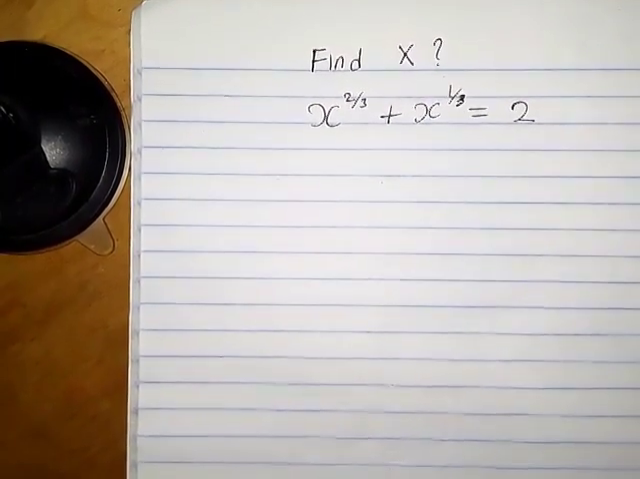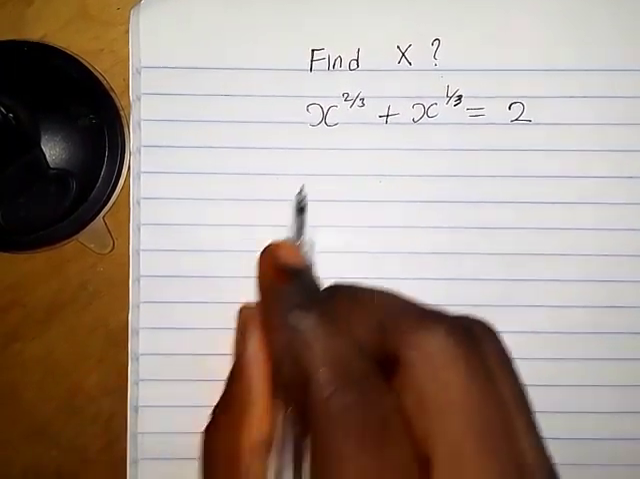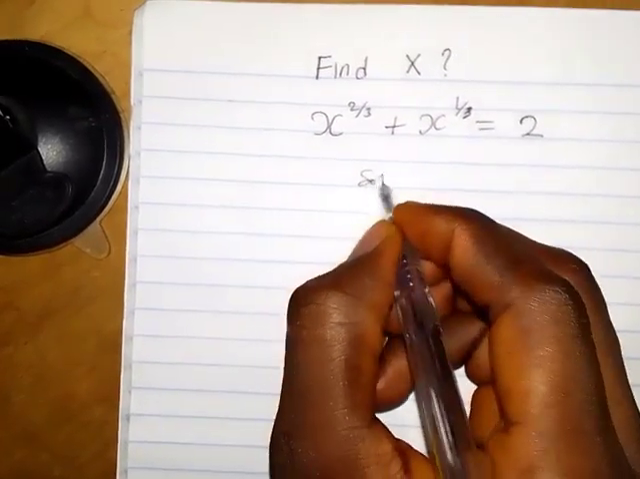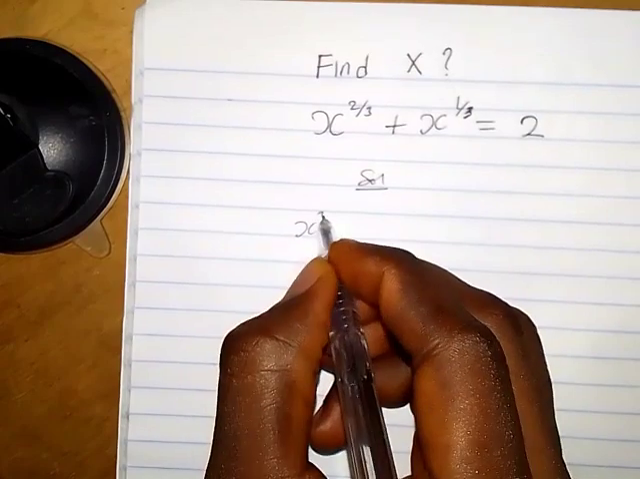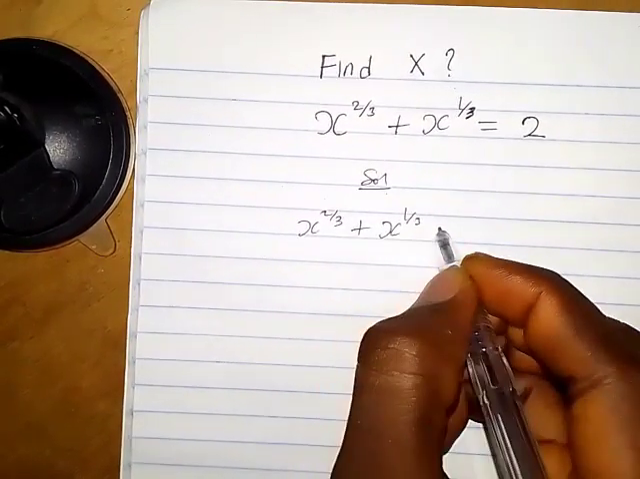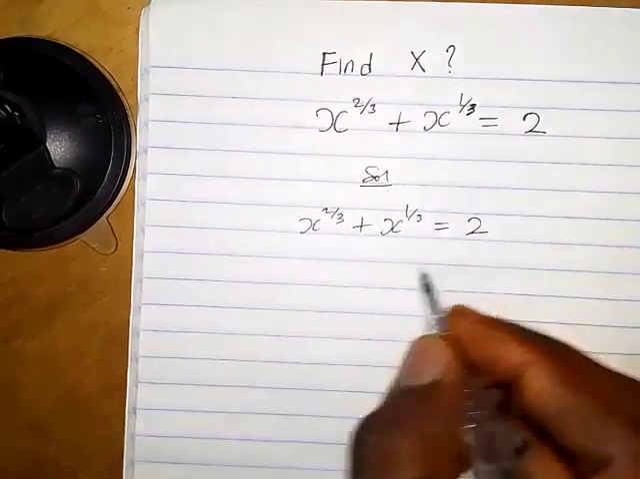Yes, we have a very beautiful exponential equation. How do we obtain the value of x? Here is the solution. So let's rewrite the equation. We have x raised to power 2 over 3 plus x raised to power 1 over 3 equals 2.